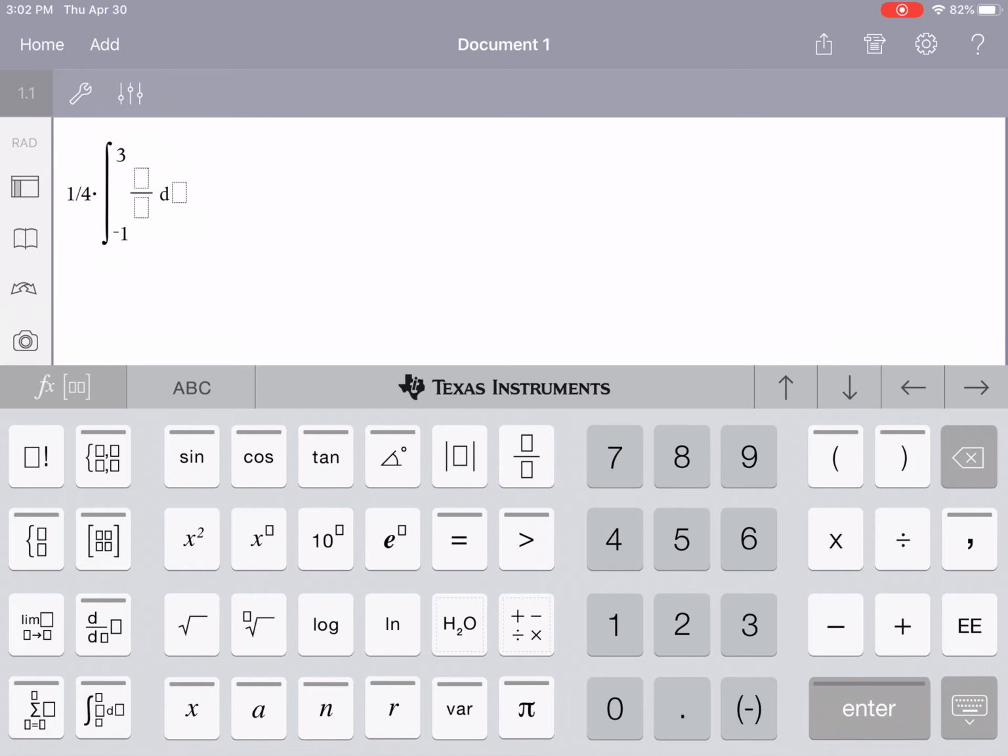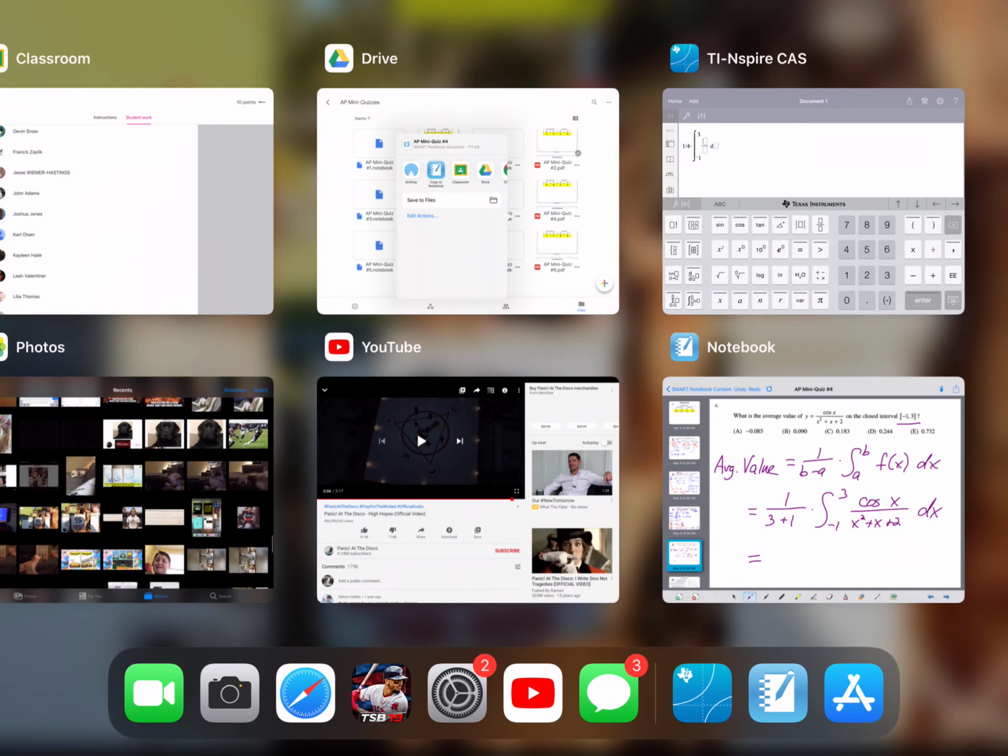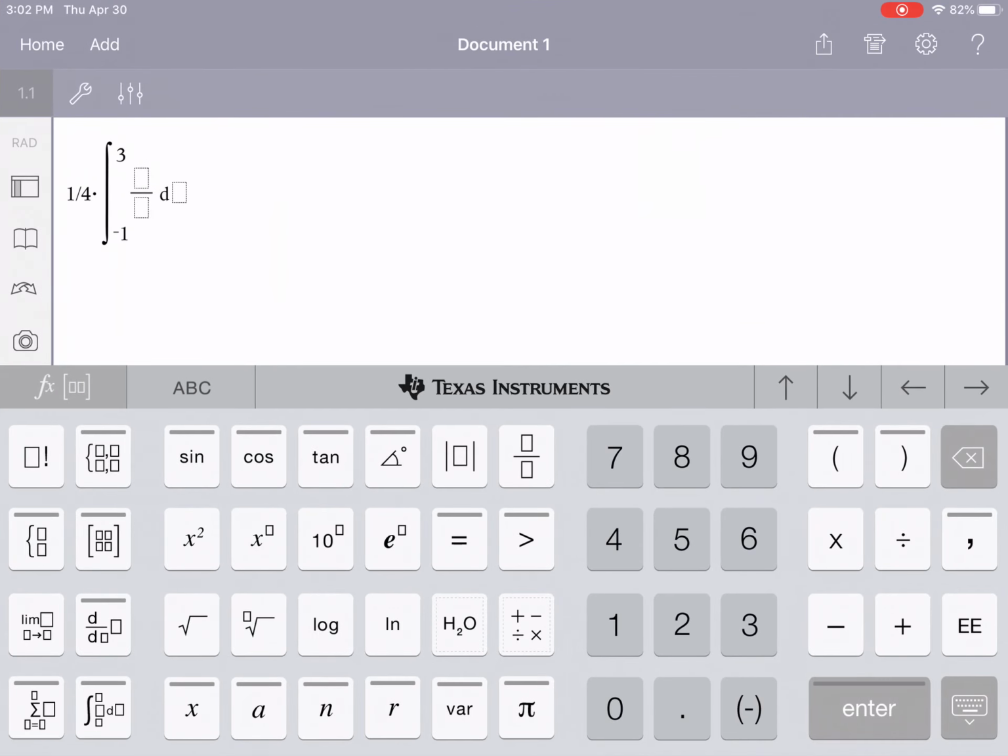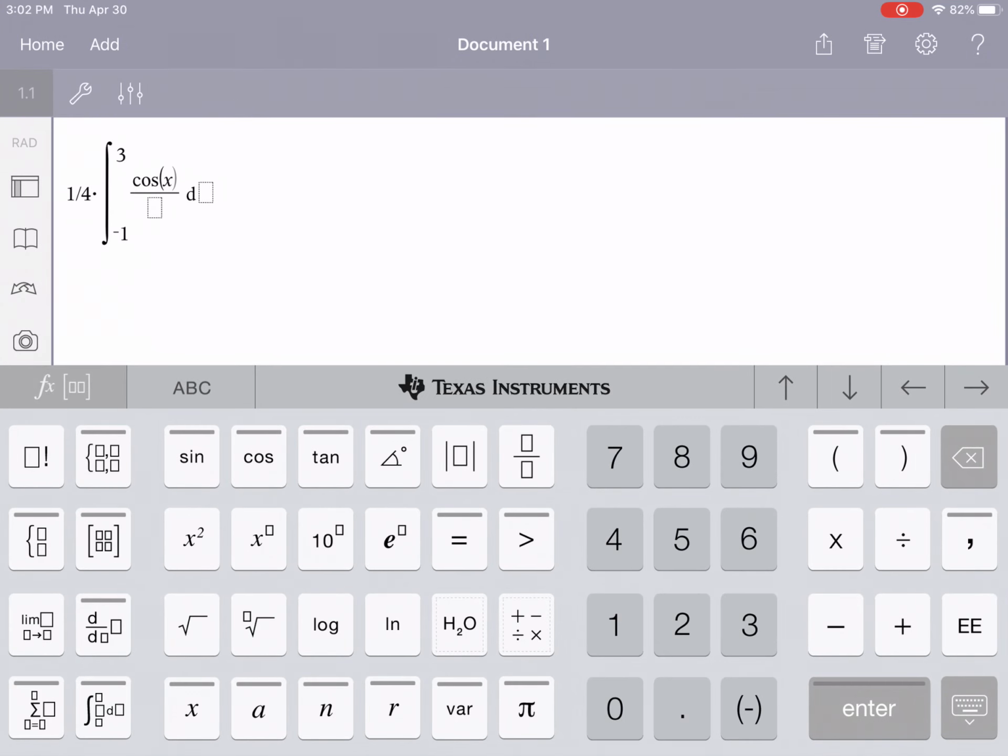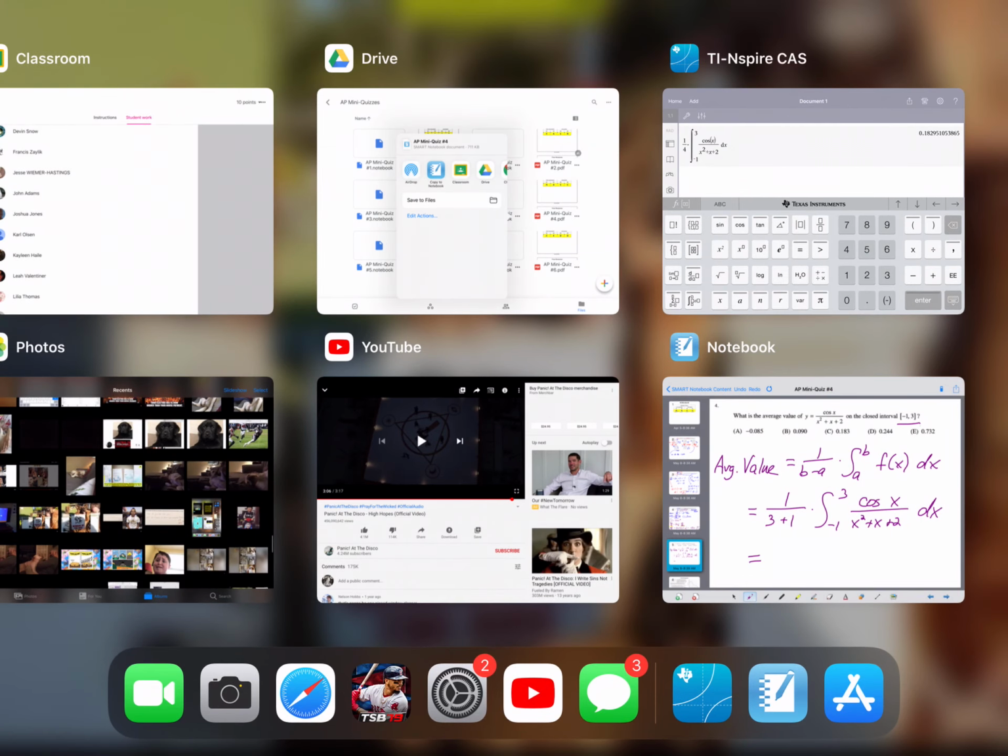It was a fraction, and I've forgotten already what it said. Cosine of x on top. All right, so cosine of x goes right there. And on the bottom, we had a quadratic trinomial, x squared plus x plus 2. Okay, and we're integrating all of that with respect to x, and I would imagine that should get us the right answer here, guys, of 0.183 if we were going to round that.